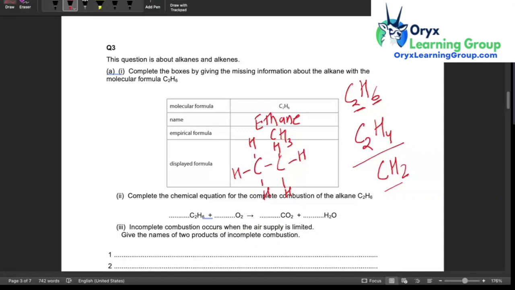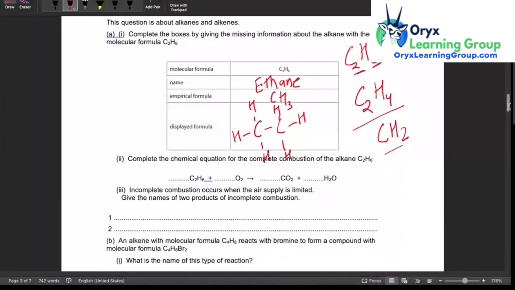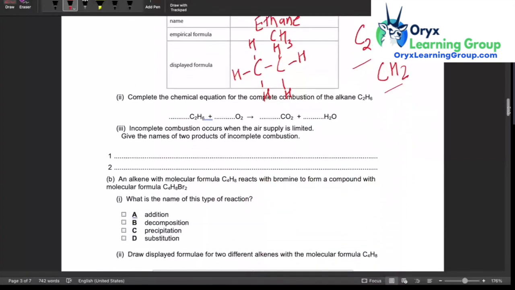The next question is to complete the chemical equation for the complete combustion of alkane C2H6. Quickly try this one and tell me the answer. When you have complete combustion, you will get the products carbon dioxide and water, right? Try it out and tell me the answer.